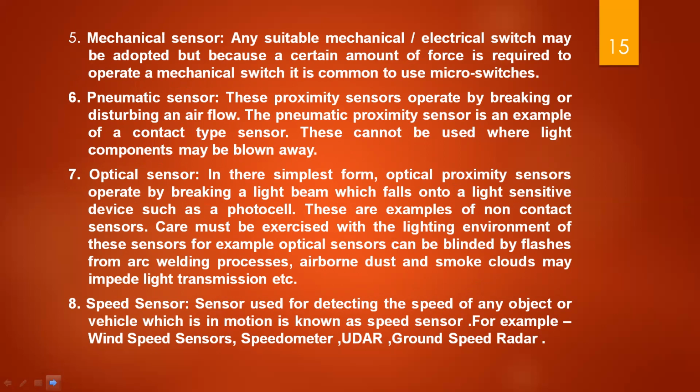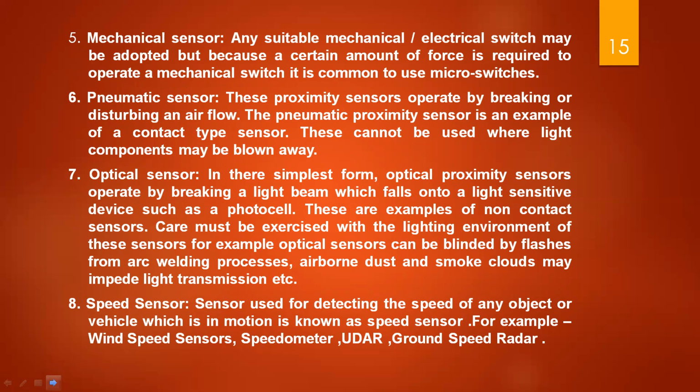The next is pneumatic sensor. This proximity sensor operates by breaking or disturbing an airflow. The pneumatic proximity sensor is example of contact type sensor. These cannot be used where light component may be blown away.